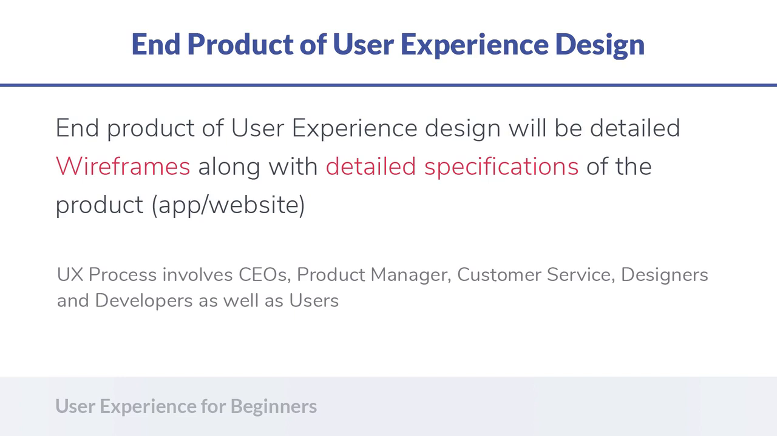Now, the UX process involves CEOs because they know about the product a lot, okay? Then product managers, then customer service, okay? Then your designers and developers, as well as other users, your primary users, and also the SEO people or the marketing people, okay? All these persons are going to be involved in the UX process.